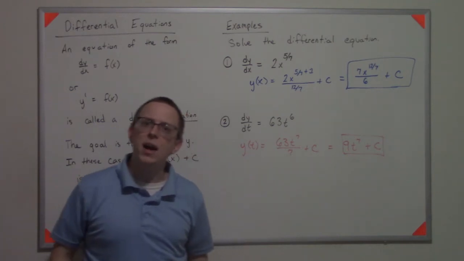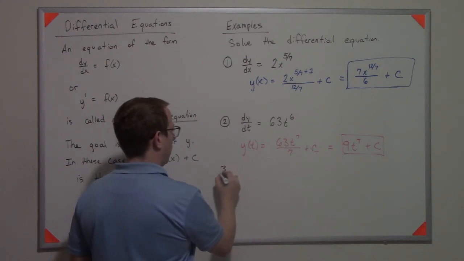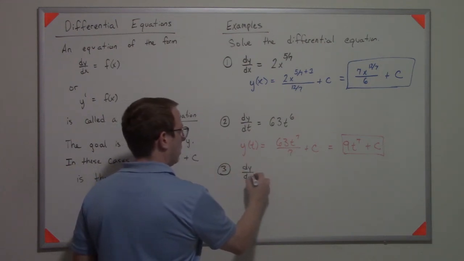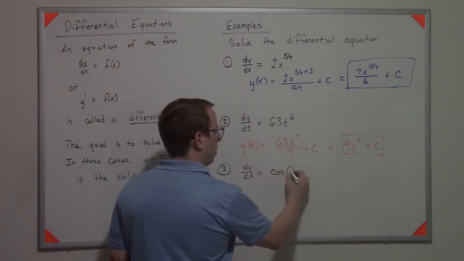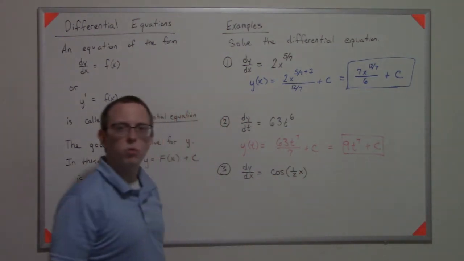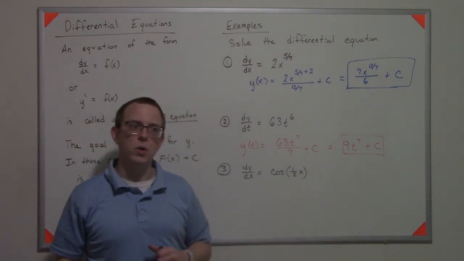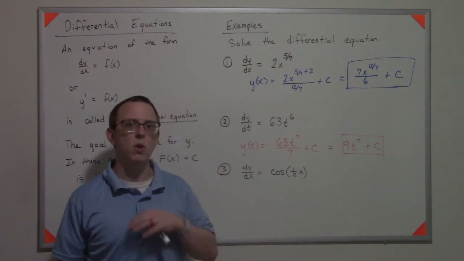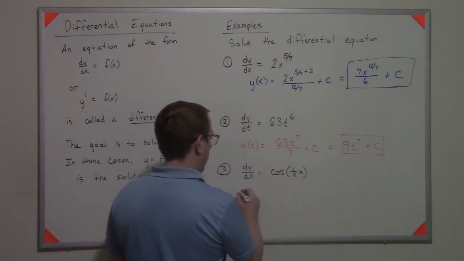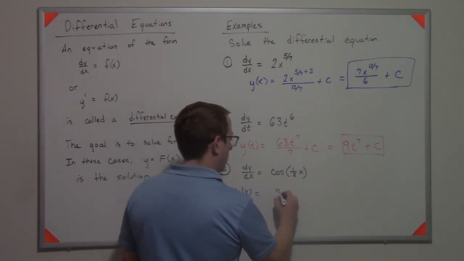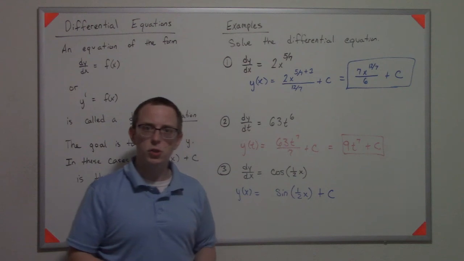While we're at it, let's go ahead and add one more, just so that we know it. We could say dy/dx equals cosine of 1/2 x. Now, a good starting point is to think, okay, if I end with cosine, I know I have to start with some sort of sine. I don't know what, but I have to start with some sort of sine. So let's assume that our answer is sine of 1/2 x plus c.